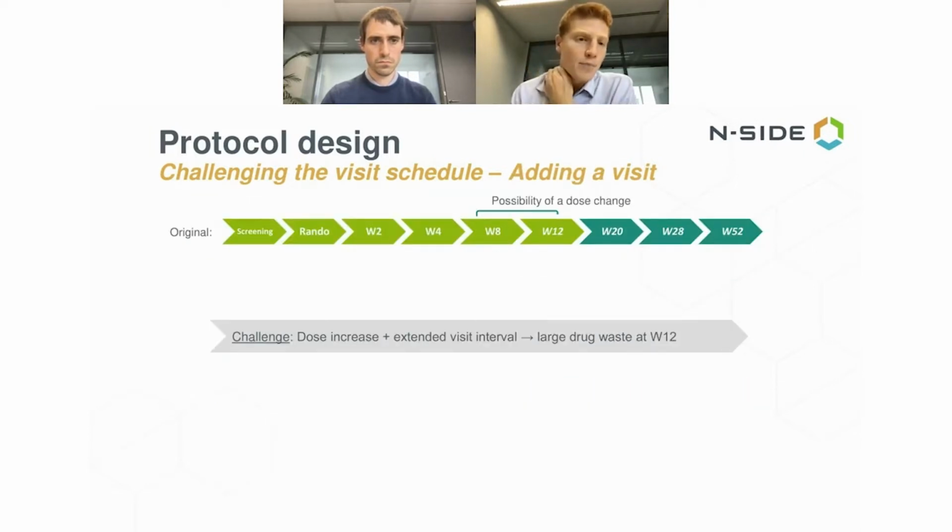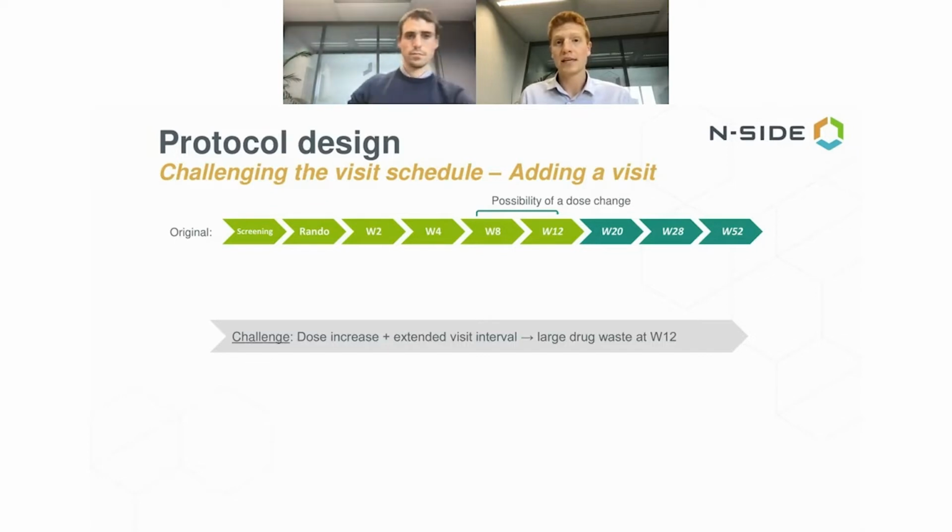Here is a last example where we challenged the protocol design. Again, we challenged the visit schedule, but this time we tried to add a visit. So maybe to give a bit of context before explaining the suggestion we made, in this study, a patient had first a beginning of treatment with a small visit interval. So the patient came back every 2 weeks, then every 4 weeks. And then at week 12, the visit interval was 8 weeks. And at week 12, on top of that, there was a possibility to titrate, so to have a dose change.